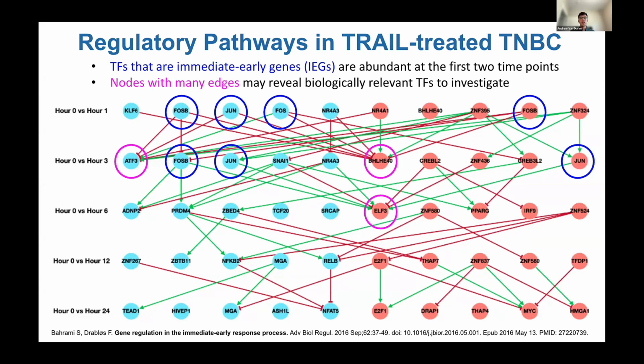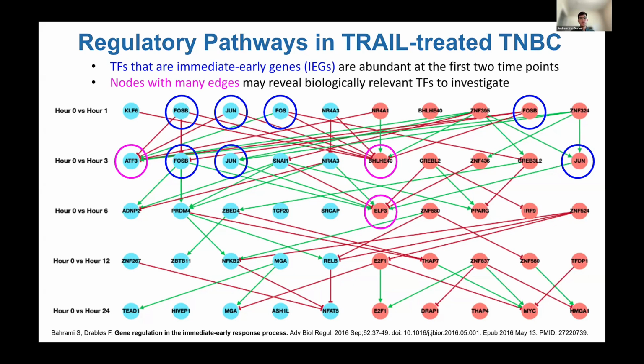we see that at early time points, there's an abundance of immediate early genes, which are well characterized to have an early response to extracellular signals like ChEA. These transcription factors include FOS, JUN, and FOSB, which can dimerize to activate the expression of other genes. These early response transcription factors then regulate other transcription factors like ATF3, BHLHE40, and ELF3 that have many incoming edges into them and therefore may play a biologically meaningful role in the response of the breast cancer cells to ChEA.